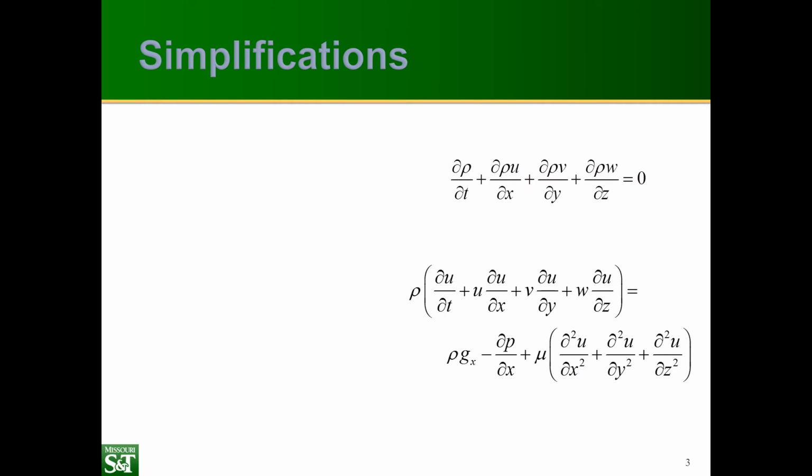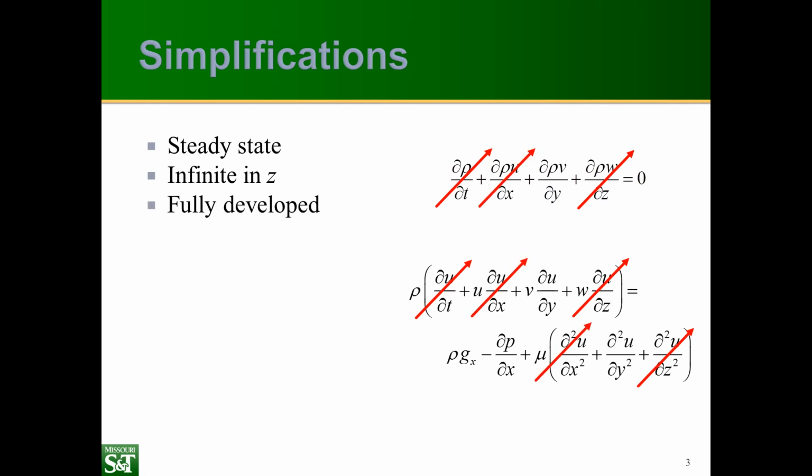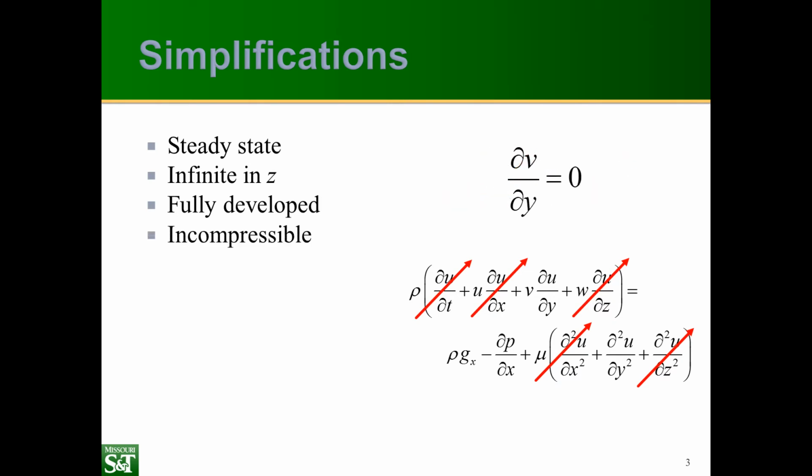So we're going to start with continuity and the u velocity equation, which are the only two that we're going to be interested in for this. We start from these basic continuity and Navier-Stokes equations. So we can assume steady state, the time derivatives drop. We can also assume that we're infinite in z, so the z direction gradients are 0. And we can assume the flow is fully developed, so the x direction gradients are 0. There's an important consequence here, because if we also assume incompressible, we can show that dv/dy is equal to 0. So v is the y direction velocity.